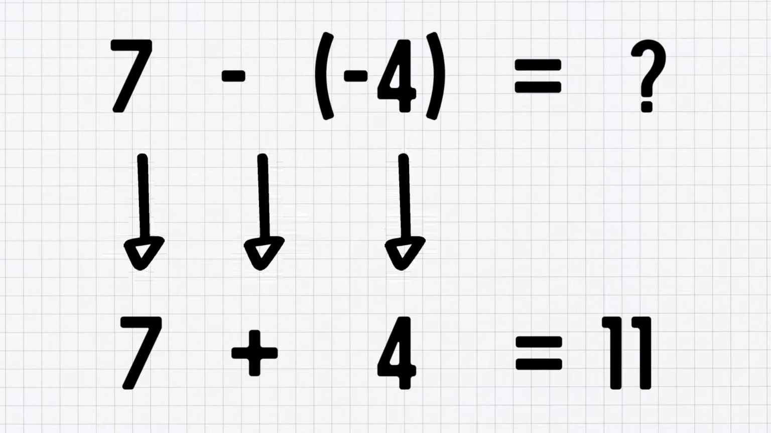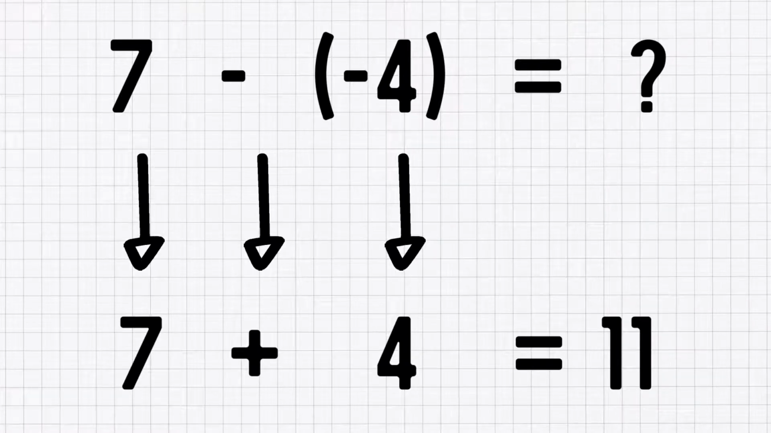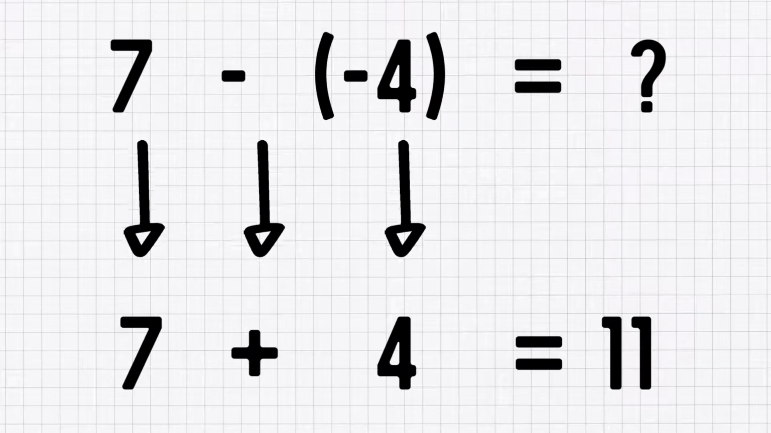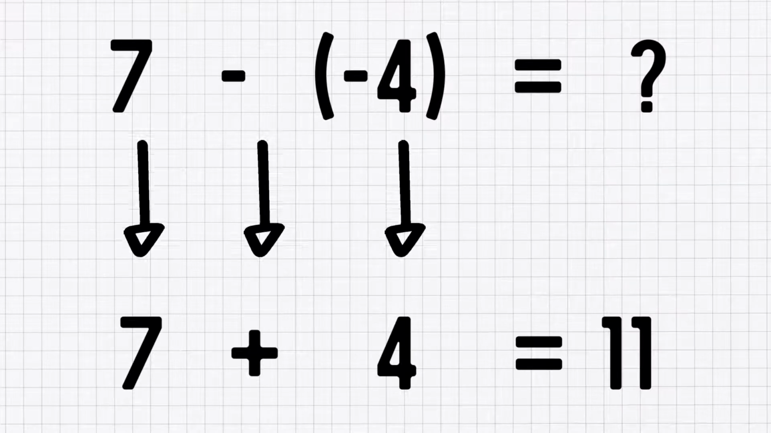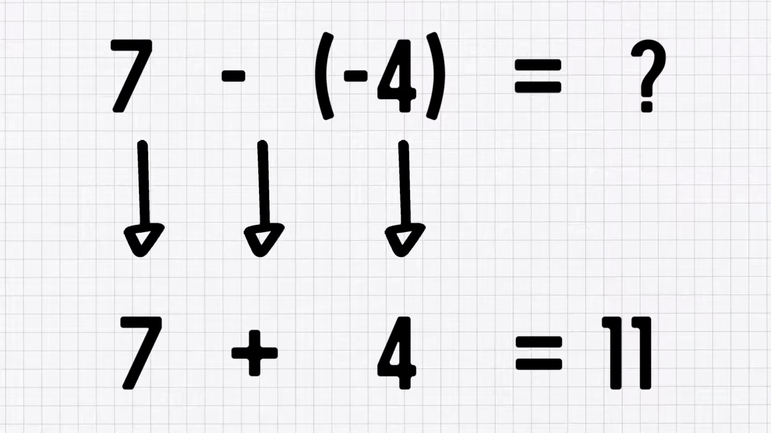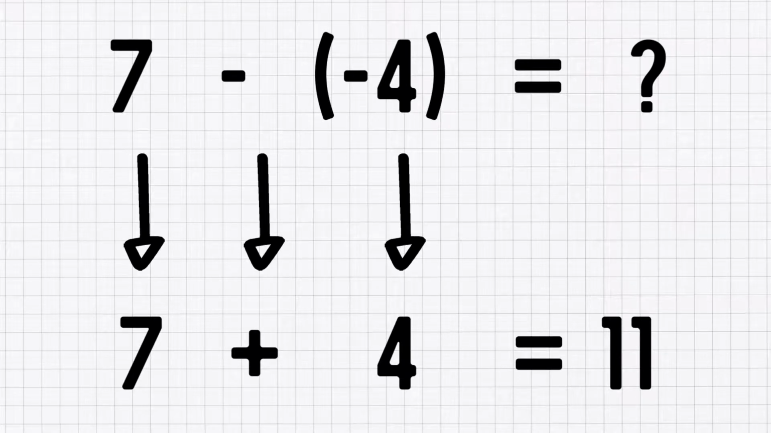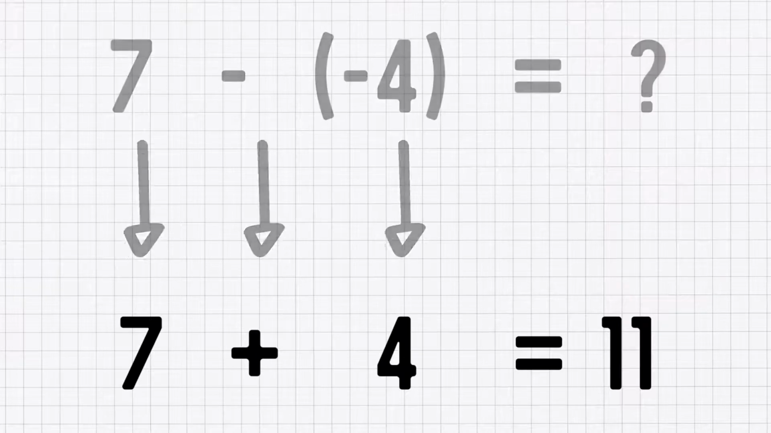Let's have another example. So we have 7 minus negative 4. Same process. Copy the first number. We have 7. Change the operation to addition. We have plus. And then get the opposite of the second number. The second number is negative 4. Therefore, the opposite would be positive 4. So we now have 7 plus 4, which is equal to positive 11.